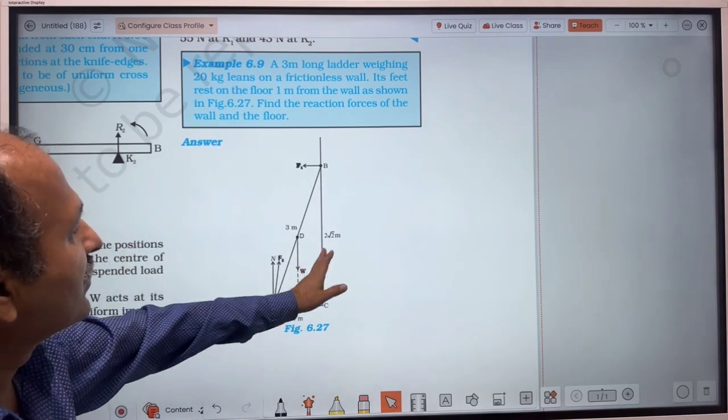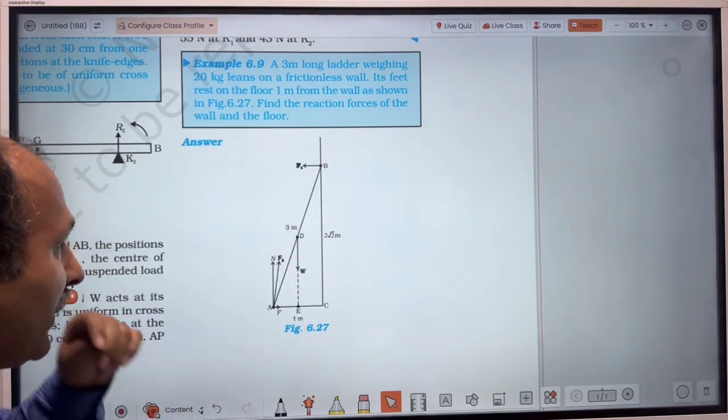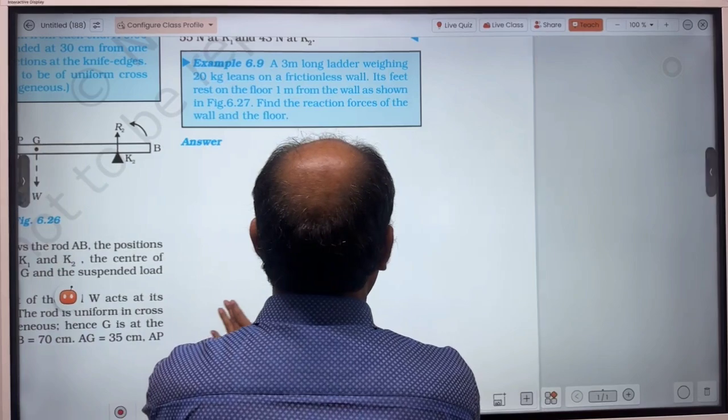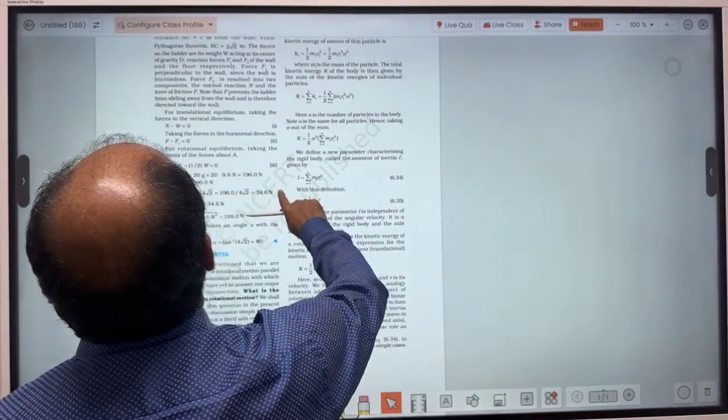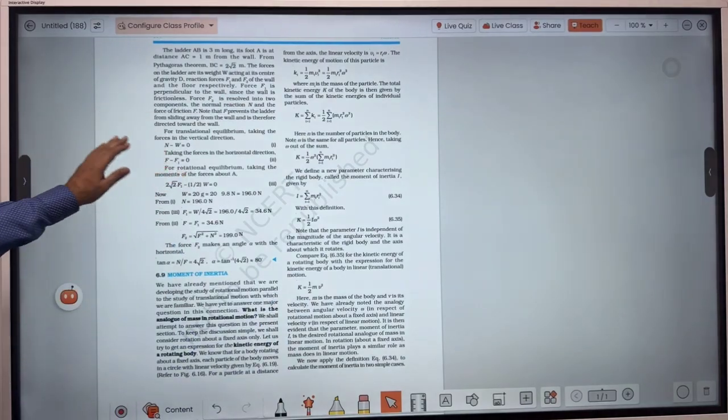So 9 minus 1, so root 8, and then 2 root 2. Up to here, I think the thing is clear. Now let's see the solution. It is simple. The same thing as I told you, every value is given.